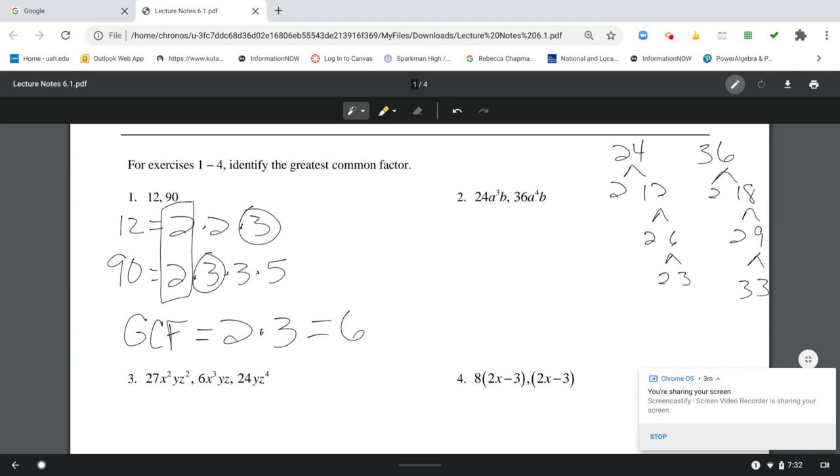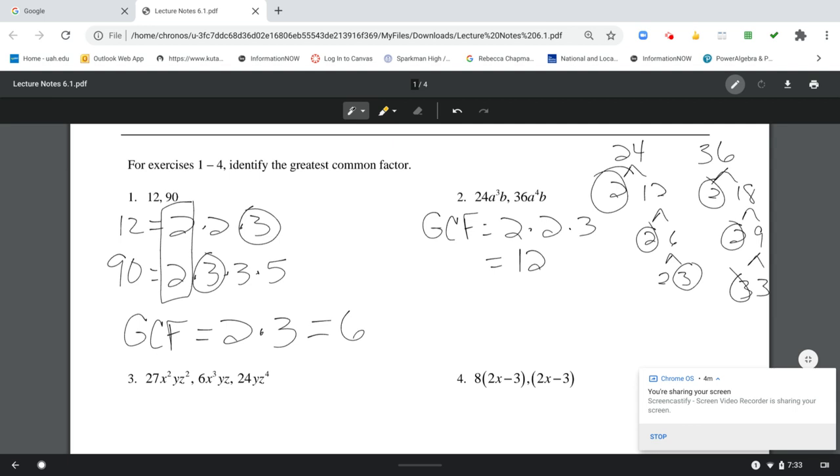So what they have in common, they both have a 2. So as far as 24 and 36, we have a 2, we have another pair of 2s, and then we have a pair of 3s. So our greatest common factor is 12. Now, some of you may have already known that, and you don't have to do the factor tree, but that's a good way to make sure that you get the biggest common factor.